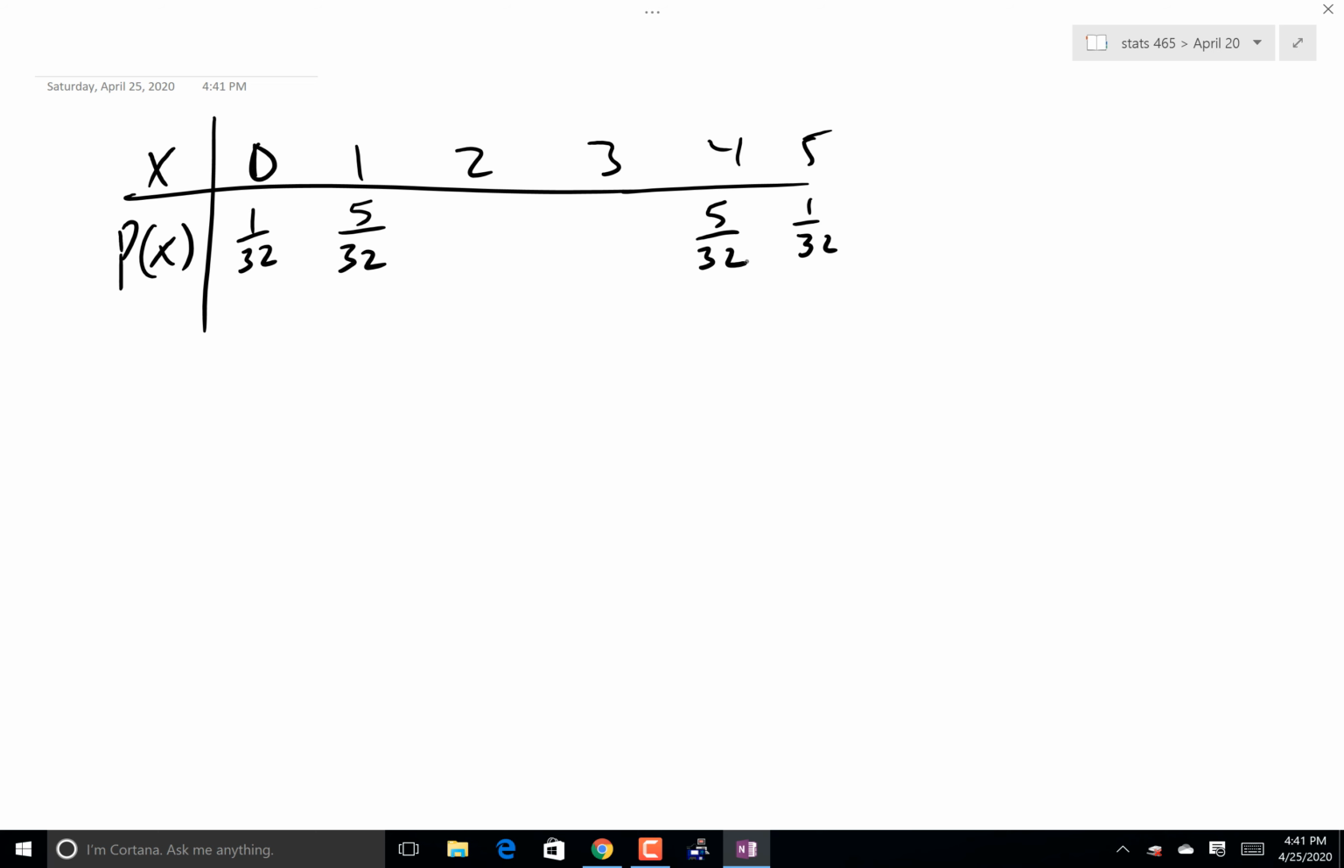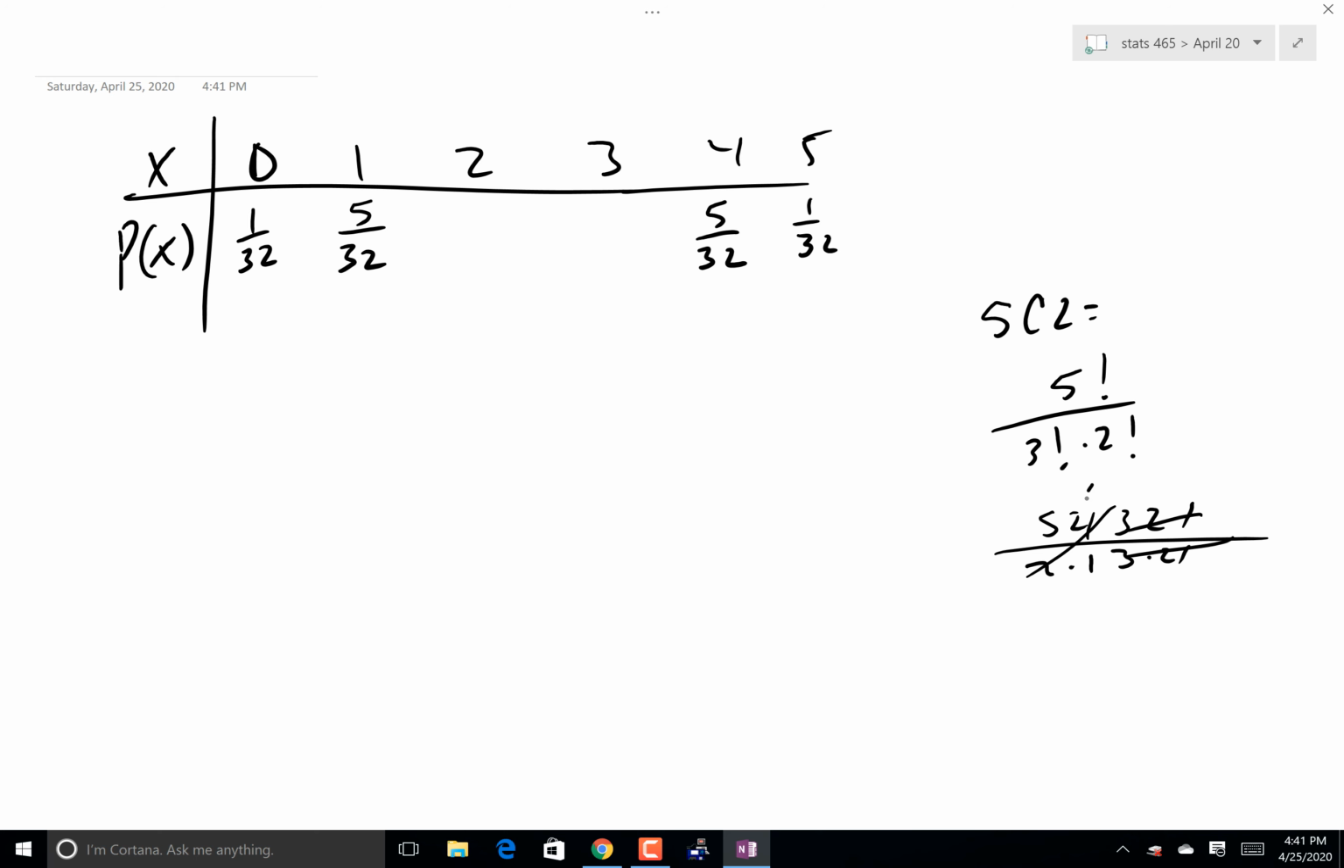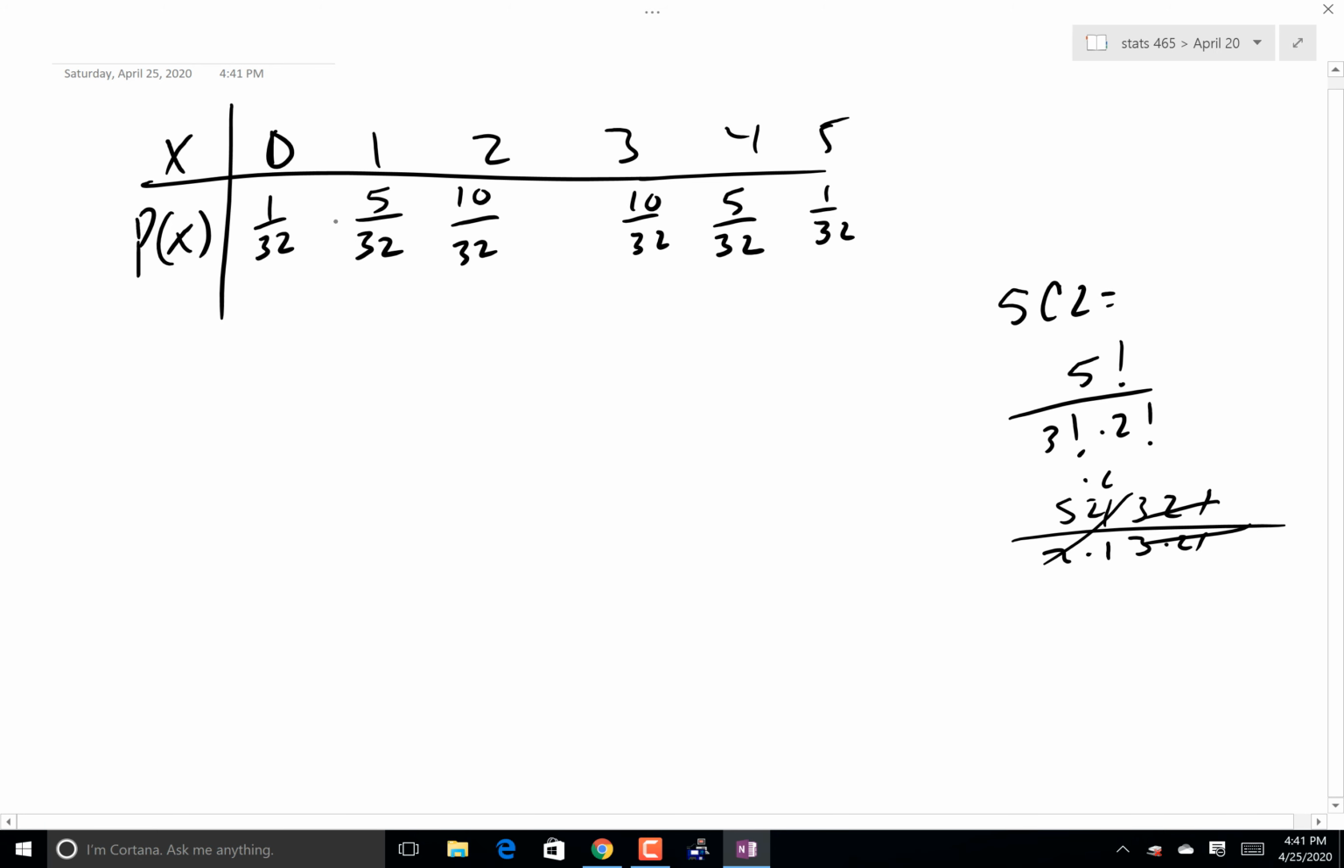Let's see, 5 choose 2 is 10, right? That'd be 5 factorial over 3 factorial times 2 factorial. So that'd be 5 over 3. I know I could put it in a calculator, it's too easy. Cancel, cancel, cancel. 2, 10. I was right. Yay! 10 out of 32, 10 out of 32. If you're playing along at home, that is 16 out of 32 plus 16 out of 32, which is 32 out of 32. Not sure why I was stressing about that.